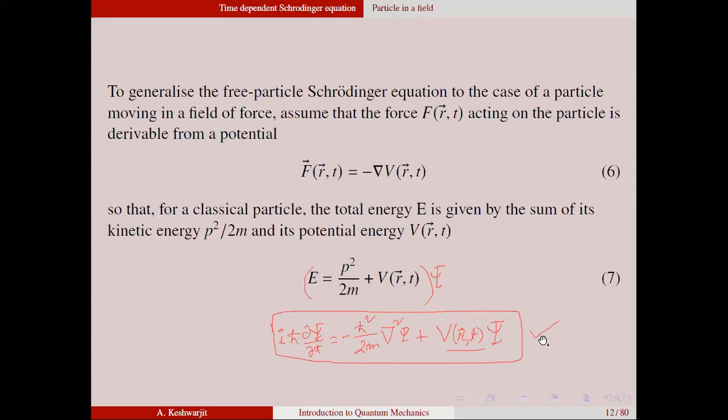This wave equation cannot be proved. It comes from the mind of Schrodinger. So can we derive the Schrodinger equation? The answer is no.